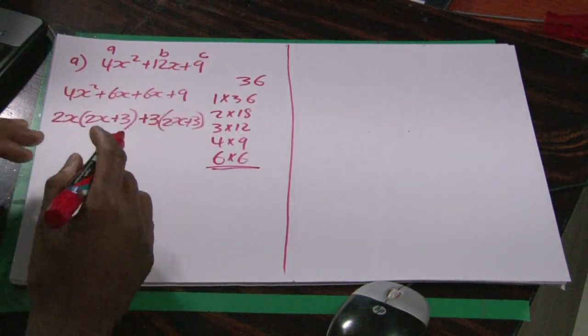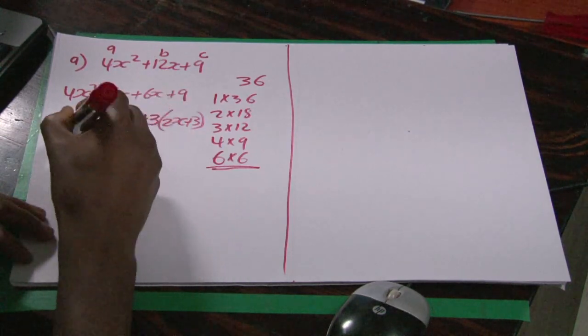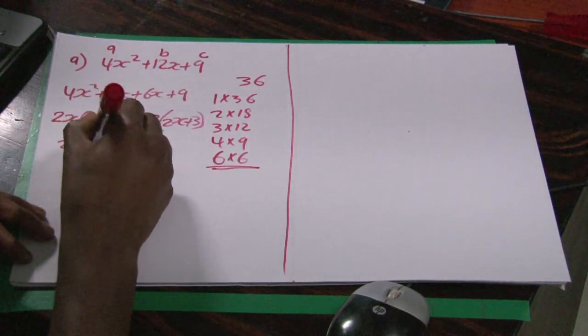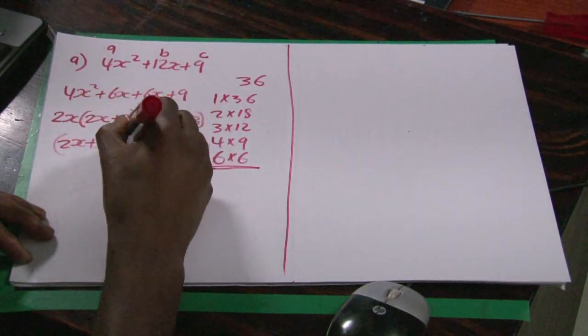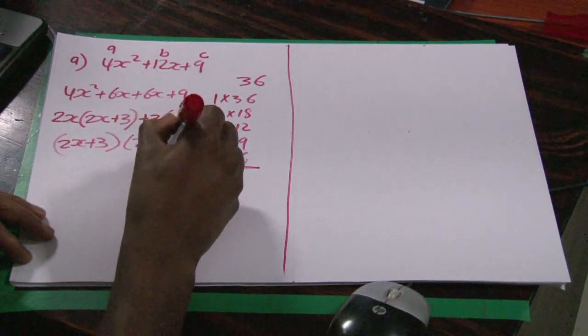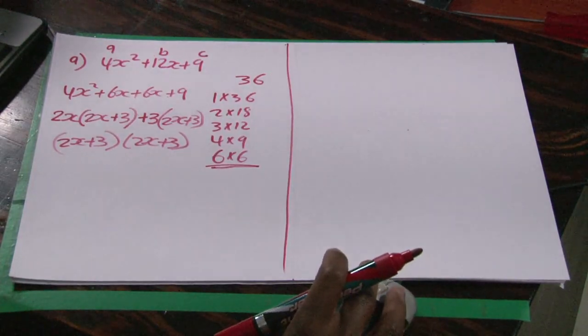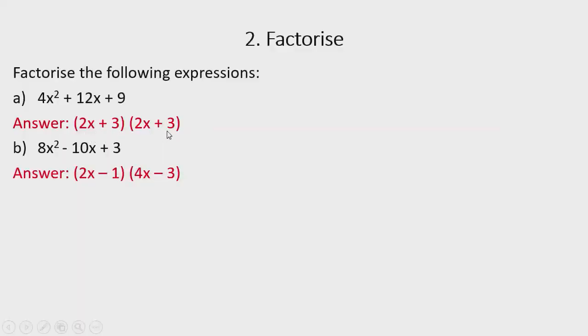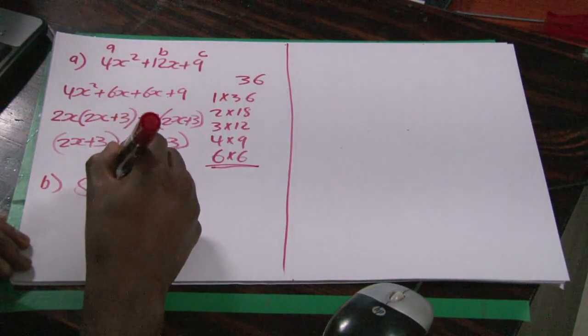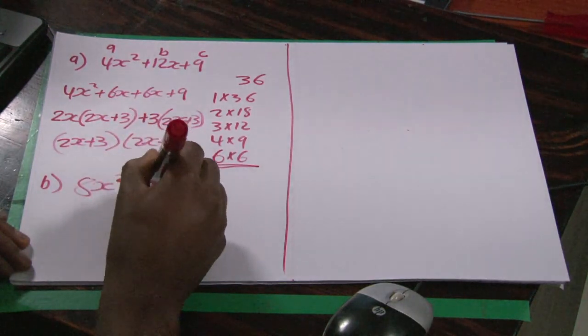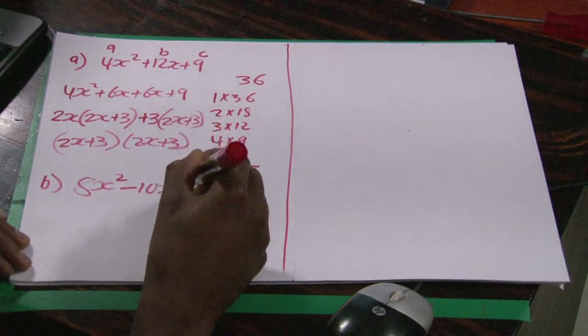Now you collect the ones that are outside the brackets, the ones in the brackets. You have 2x plus 3 and 2x plus 3. Those are the answers. That's how to factorize. That's why now on the board there we have 2x plus 3, then 2x plus 3. That's how to factorize. B, we are given 8x squared minus 10x plus 3.